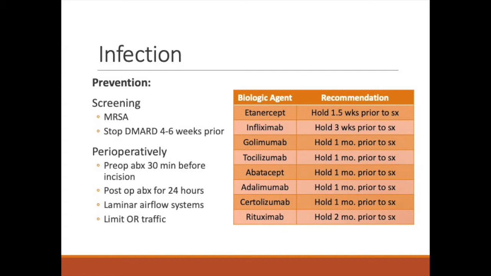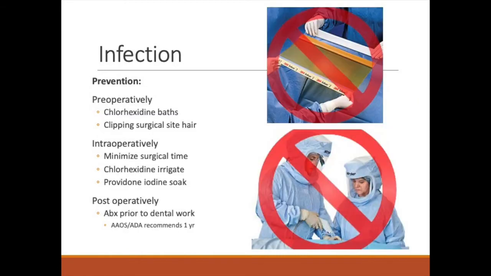Laminar airflow systems in the operating room, as well as limiting operating room traffic, is key to preventing intraoperative contamination of the open wound or implants. Preoperatively, chlorhexidine baths have been shown to decrease the risk of infection, as well as clipping surgical site hair. Intraoperatively, you want to minimize surgical time as infection is associated with longer surgical times. Chlorhexidine irrigate or the Irrisept solution and dilute povidone iodine soaks have been studied extensively. The literature is relatively mixed on the utility of these, but again may be useful in high-risk patients.